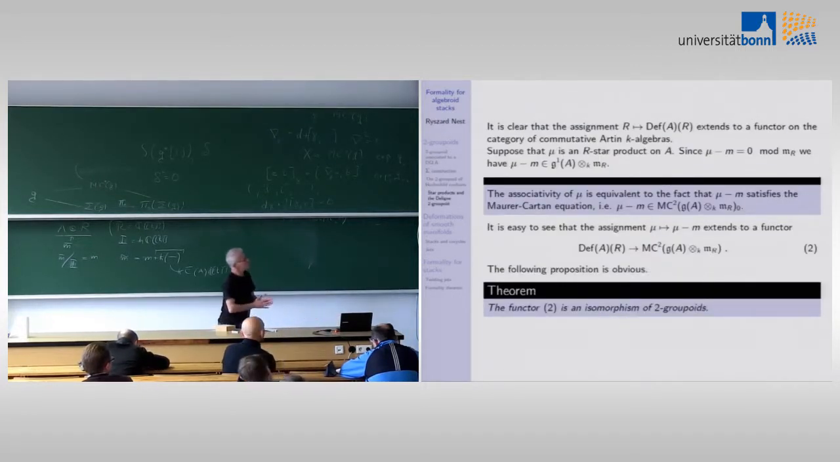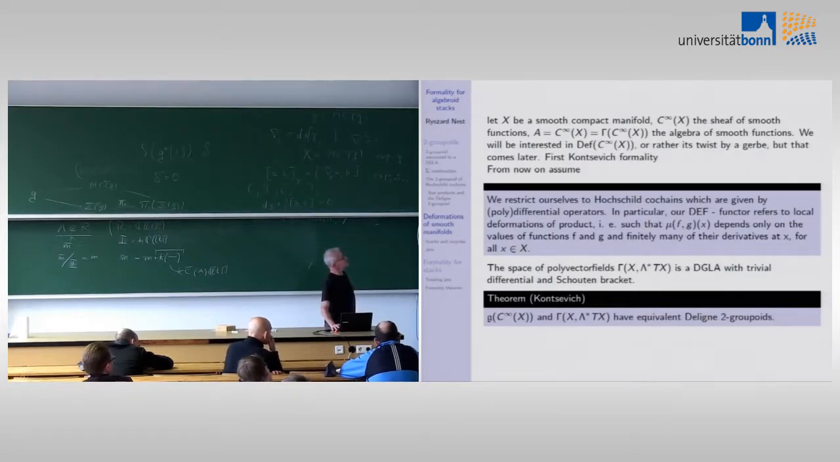And, as I said, associativity of this deformation product is the same as the Maurer-Cartan equation. So this deformation category of an algebra is isomorphic to the Maurer-Cartan two-groupoid of the corresponding DGLA, the DGLA of Hochschild cochains tensor the ideal. So whether we study deformations or whether we study this Maurer-Cartan two-groupoid, it's the same. Oops, running out of time.